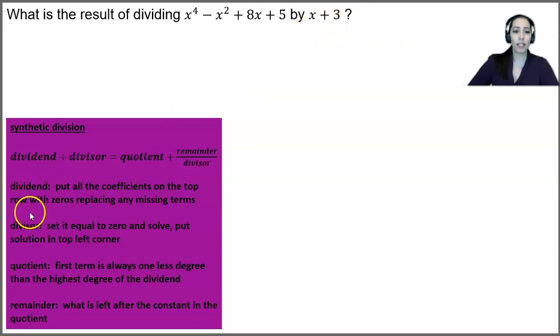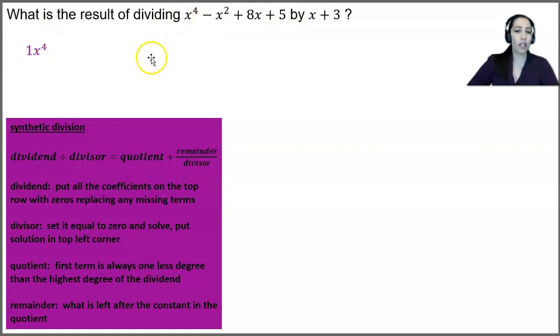Now, the dividend: in Chloe's tips and tricks, she says you put all coefficients on the top row with zeros replacing any missing terms. Well, what terms do I have missing? I have an x to the fourth, I have an x squared. I'm missing an x cubed. But I do have x to the first, and then I have just a constant. So I'm going to go ahead and write it out like this.